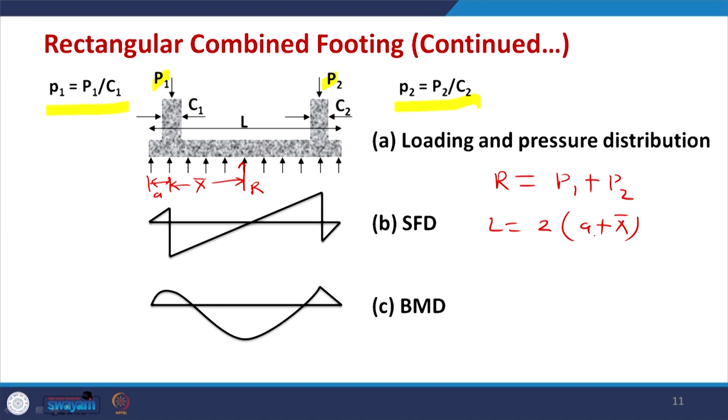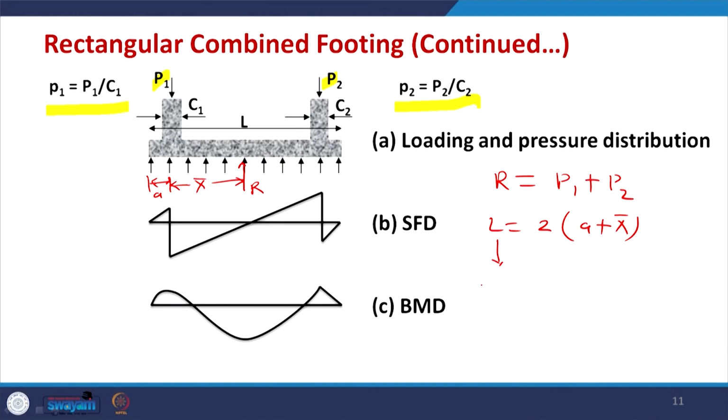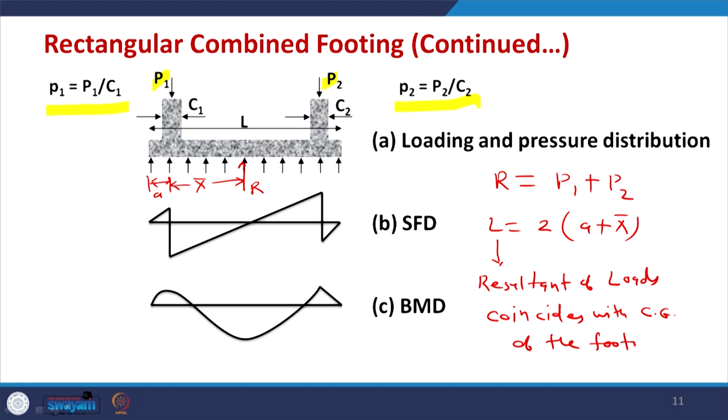So, the length can be found by making sure that the resultant of the loads coincides with the CG of the footing. So, this is the resultant of load coinciding with the CG of the footing. So, with this we can find the value of L. Once L is known, because the area is known, B can be simply found as the area of the footing divided by L. So, this was about the rectangular footing.